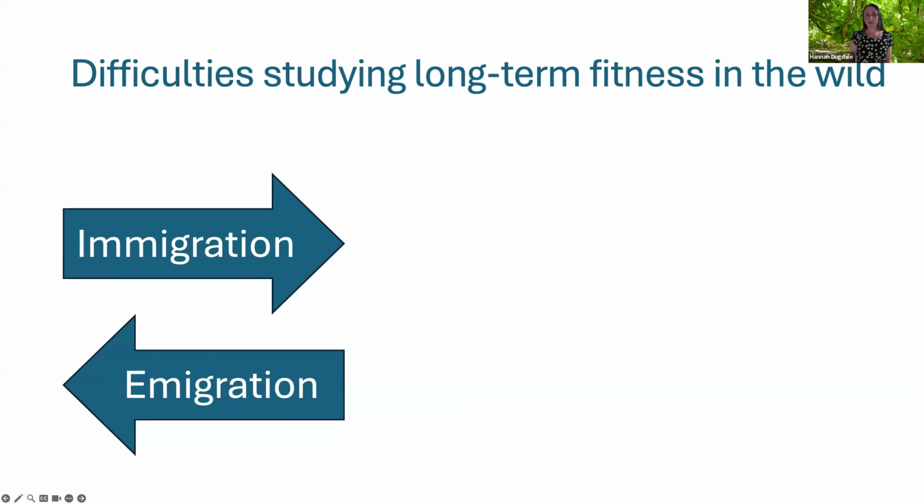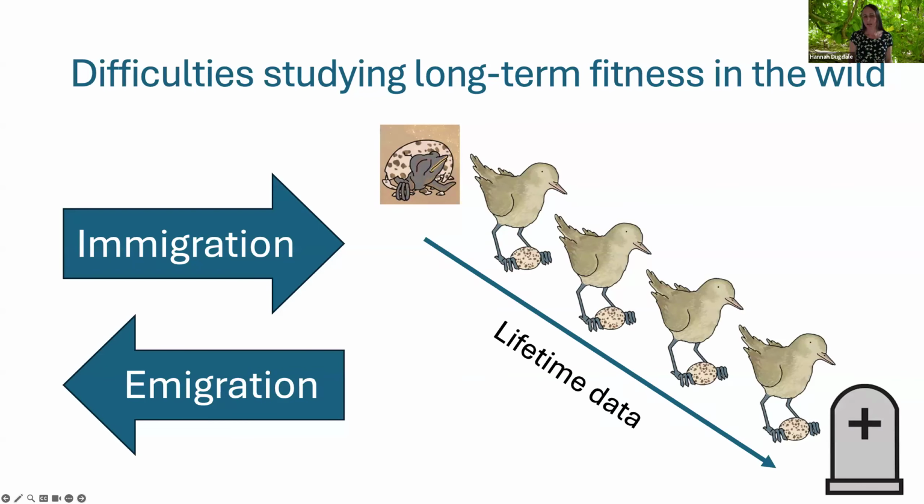It's also difficult to measure fitness in the wild because populations are often open, and you have immigration and emigration of individuals. For those birds that immigrate in, you don't know about their reproductive success before they join the study population. And for individuals that emigrate, you don't know if they've died or if they're breeding elsewhere. You also need to measure the lifetime reproductive success of individuals, so over multiple breeding seasons, which can be difficult to do in the wild. And you need to account for promiscuity, often using genetic markers to determine the genetic pedigree.